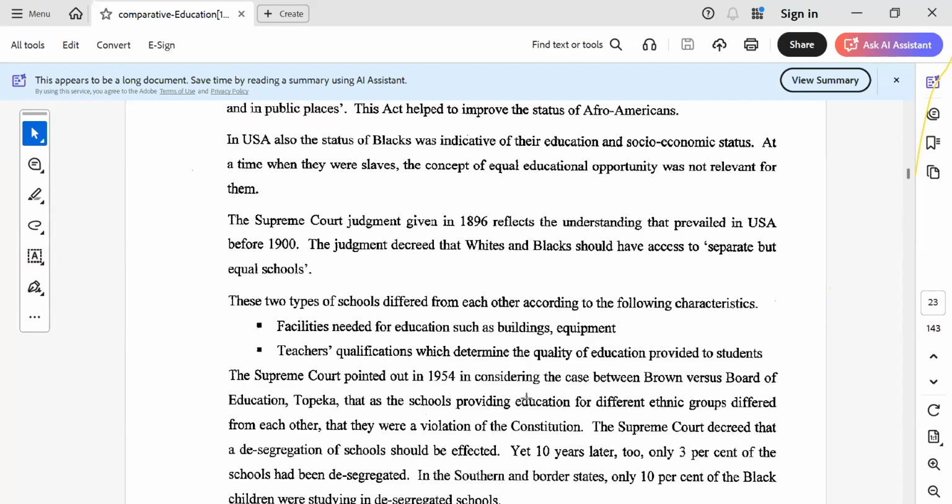So the Supreme Court pointed out in 1954, in considering the case between Brown versus Board of Education, Topeka, that the schools providing education for different ethnic groups differed from each other, so that they were a violation of the Constitution, right? So as per the Constitution, even though the schools are different, they should have the same facilities, but that did not happen.